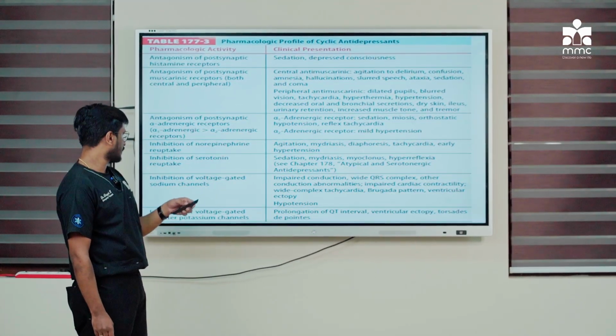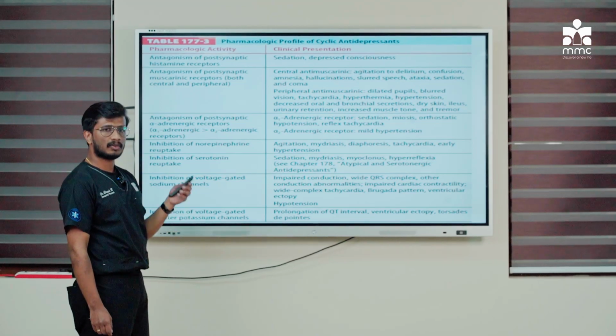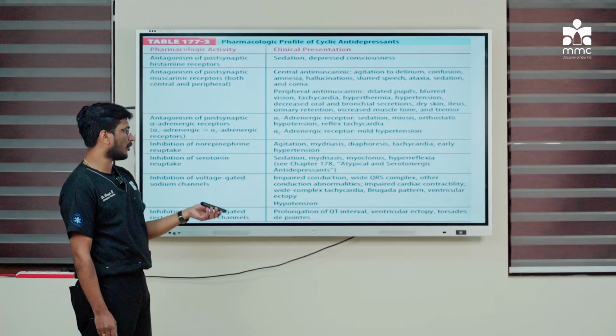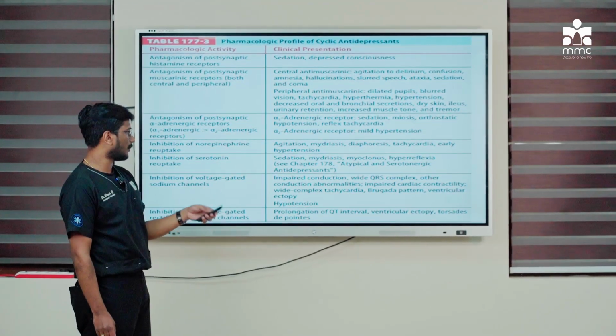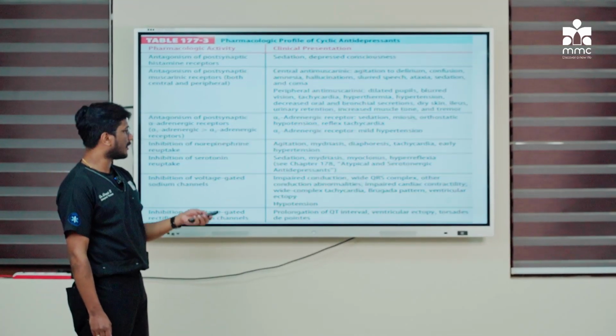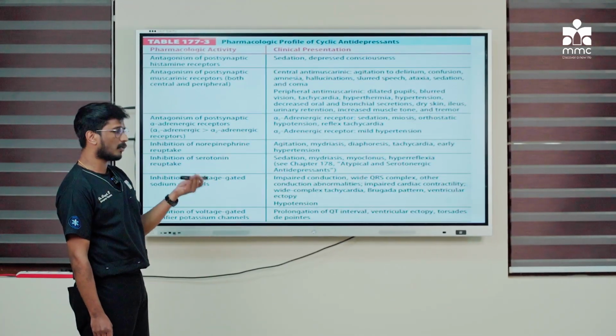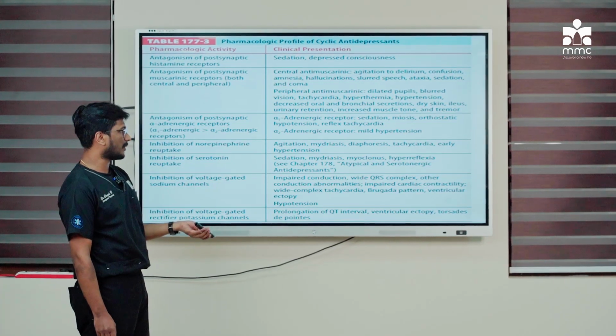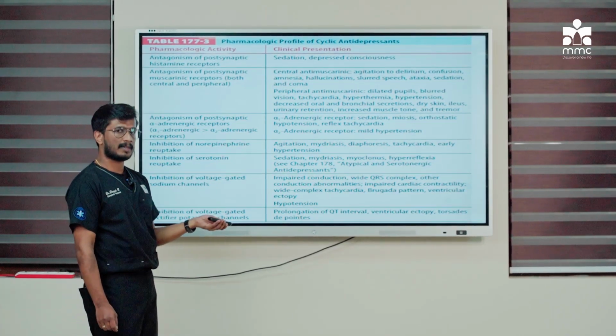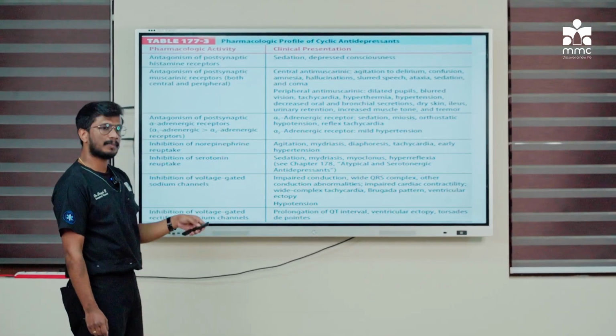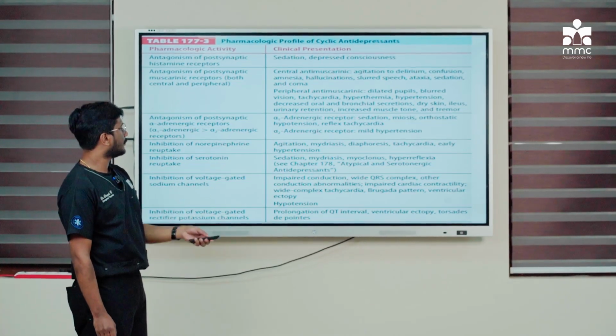Also inhibition of voltage gated rectifier potassium channels causes cardiac rhythm disturbance, that is prolongation of QT interval, ventricular ectopy, torsades de pointes. These are the main pharmacological actions depending upon the receptor. You can remember it as 3 receptors, 2 reuptake inhibitors and 2 channels.